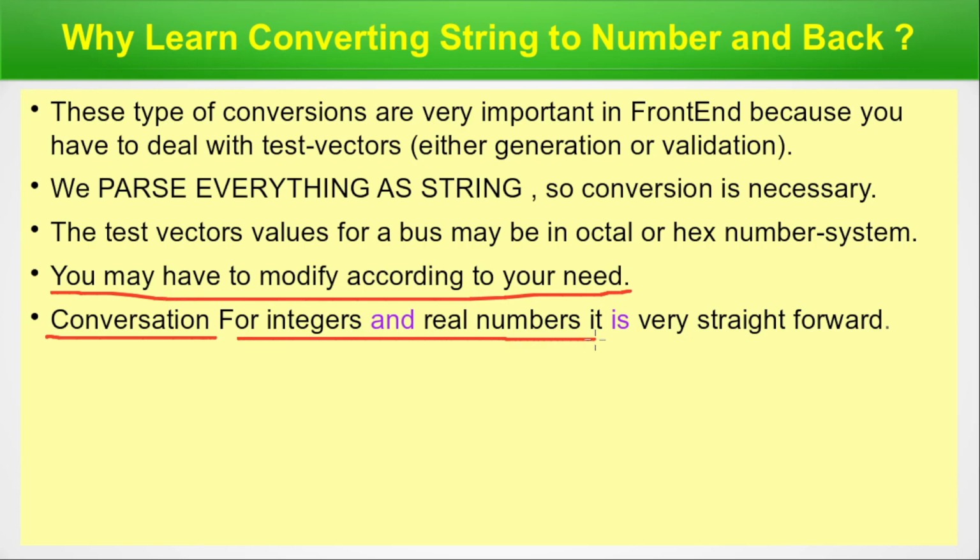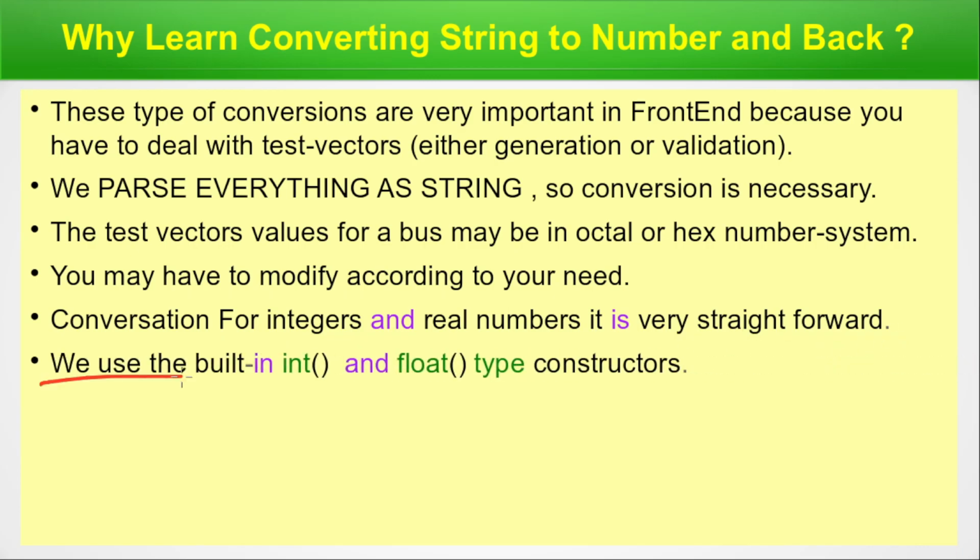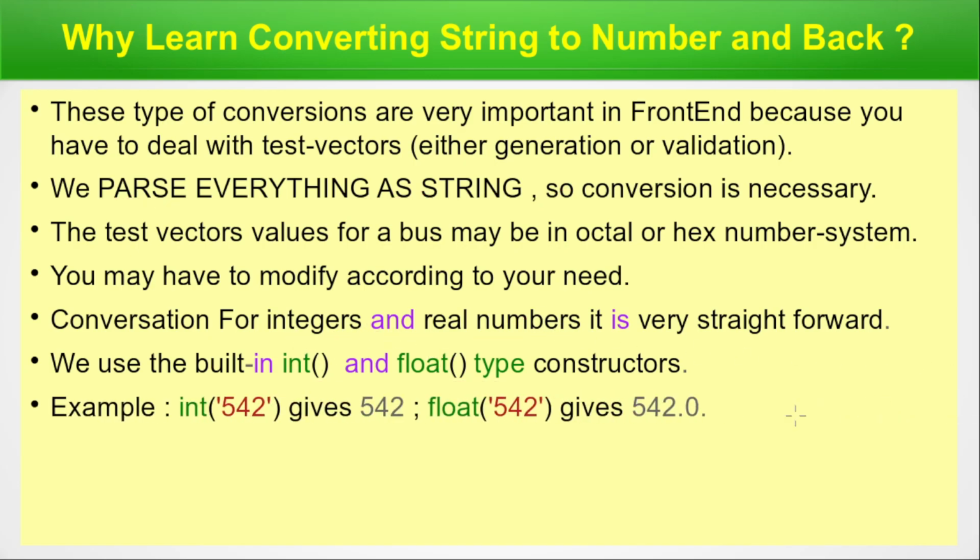Conversion for integers and real numbers is very straightforward. We use the built-in int and float type constructors. For integer, we use int. For real number, that is floating point number, we use float type constructors. These are the functions that you will be using to convert a number which is parsed as a string but has to be converted into int or float. Next, we have a short example. Int of '542' gives 542 as an integer, and float of the string '542' gives a float 542.0. A simple example of how this works.